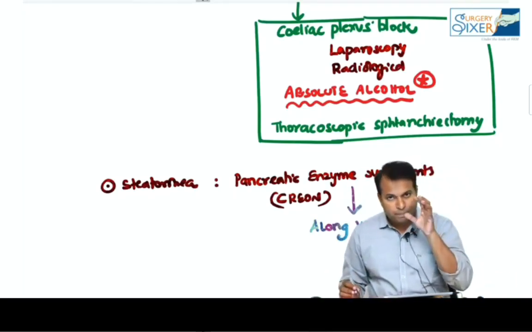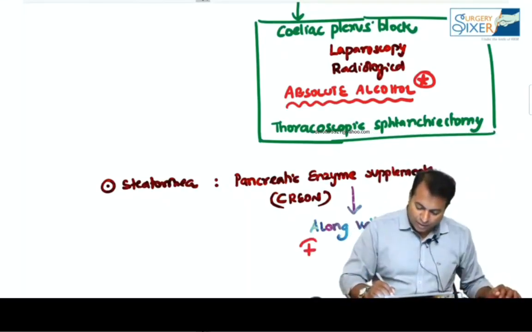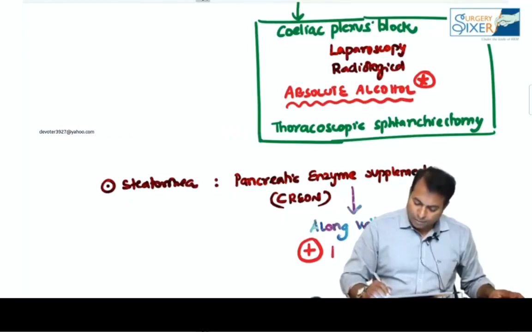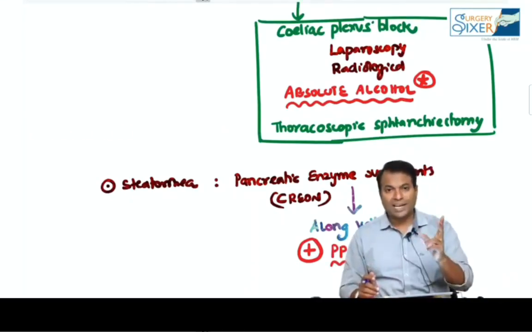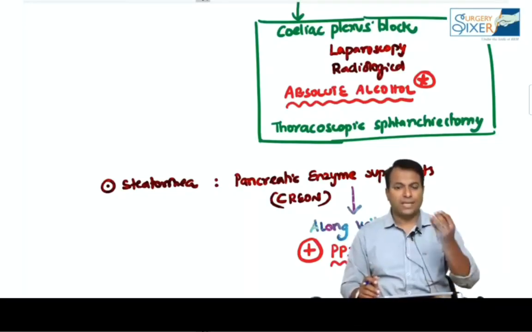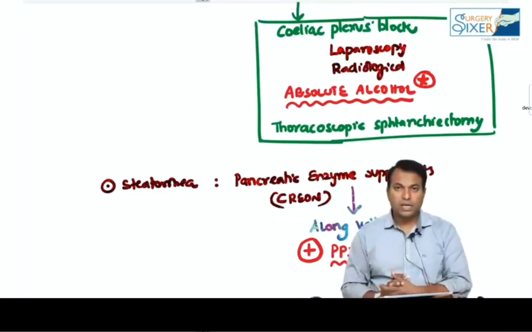A very important point in pancreatic enzyme supplementation is, when you consume pancreatic enzyme supplements, we should always add what? We should always add a PPI, because acid environment can destroy the pancreatic enzyme supplement. So two important things you should know: you should give a PPI before taking food to reduce the acid, so that the pancreatic enzyme tablet will go and act on the duodenum. And it should be given along with the food.